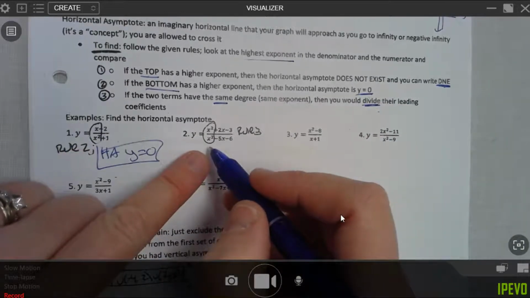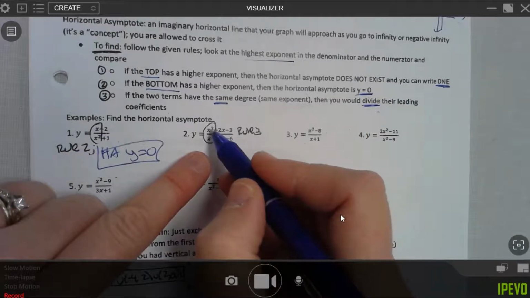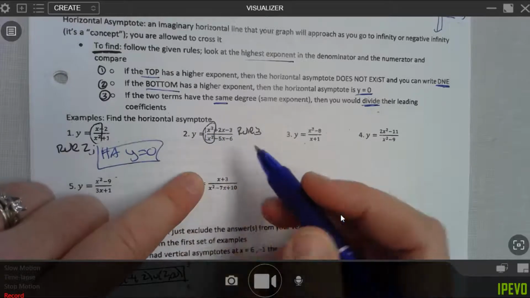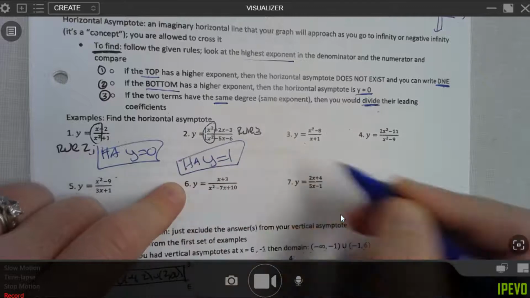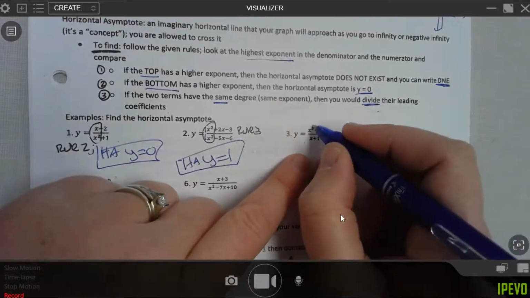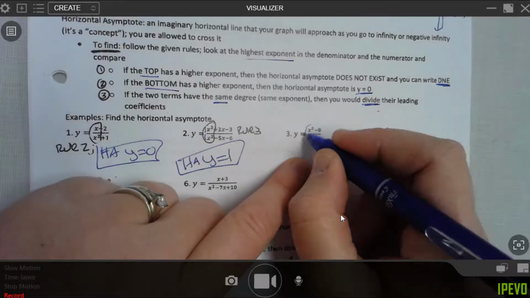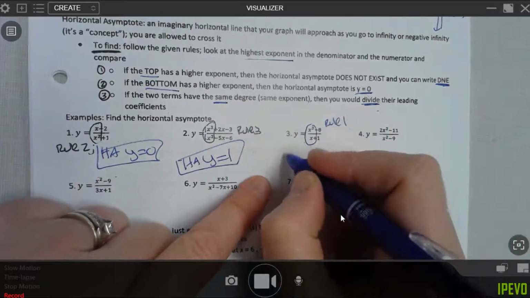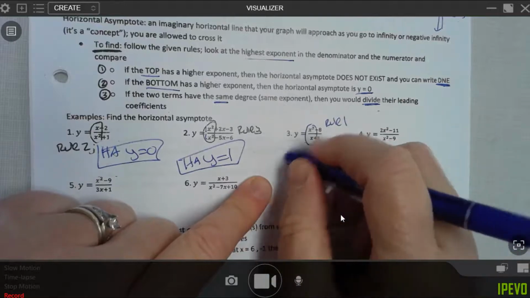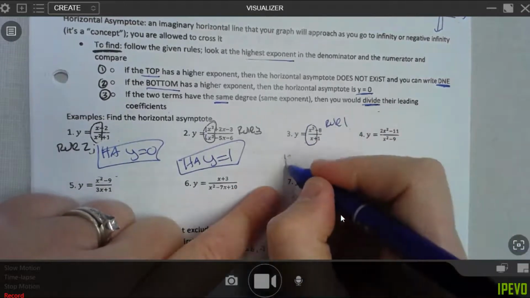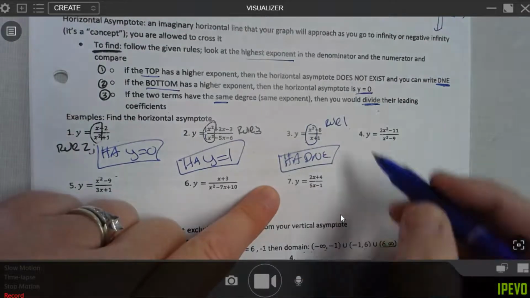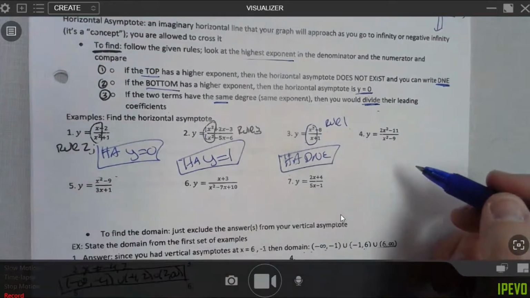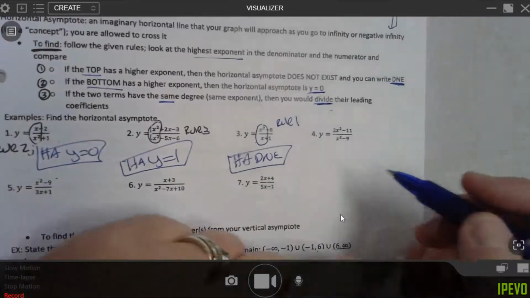This right here is an example of rule 3. They're the same, x squared over x squared. So you divide your leading coefficients, 1 by 1. So my horizontal asymptote here is 1. This one I have an x cubed over an x. So this is rule 1. The top is bigger because it's a 3 and a 1. So we're going to say that our horizontal asymptote does not exist. So there'll be no line for them to follow. And I'll teach you how to do that problem later on when we're actually graphing in about a week.